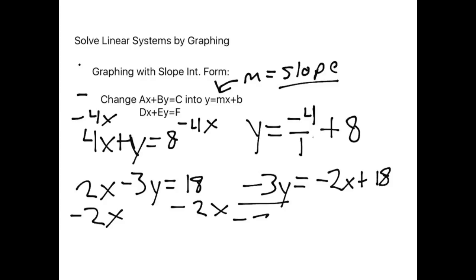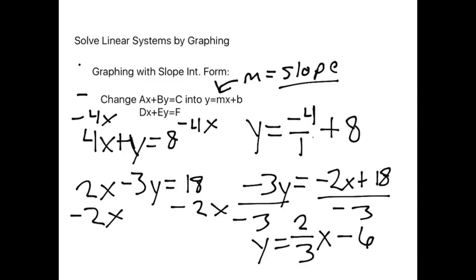To get y by itself, divide by the 3. Now you have y equaling a positive 2 over 3x negative 6, because you have to divide the negative 3 from both sides of the equation. These cancel out, and you're left with a negative 6.